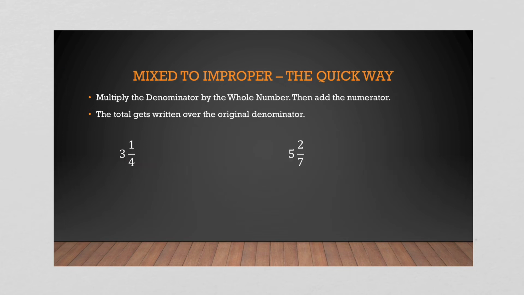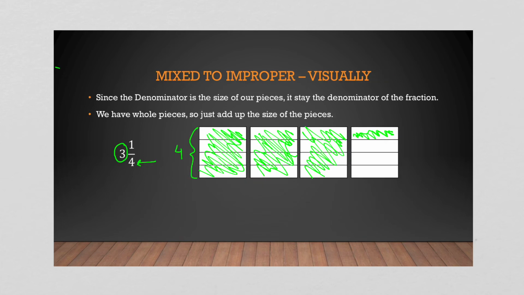So how do we switch from a mixed to an improper in the quick way? Well, think about this slide here, right? We had 3 full ones, which means if you think about them as individual pieces, how many are in each one? Well, 4, 4, and 4, and you would be adding those together. But repeated addition is simplified by using multiplication. We just do 3 times 4, or 4 times 3.